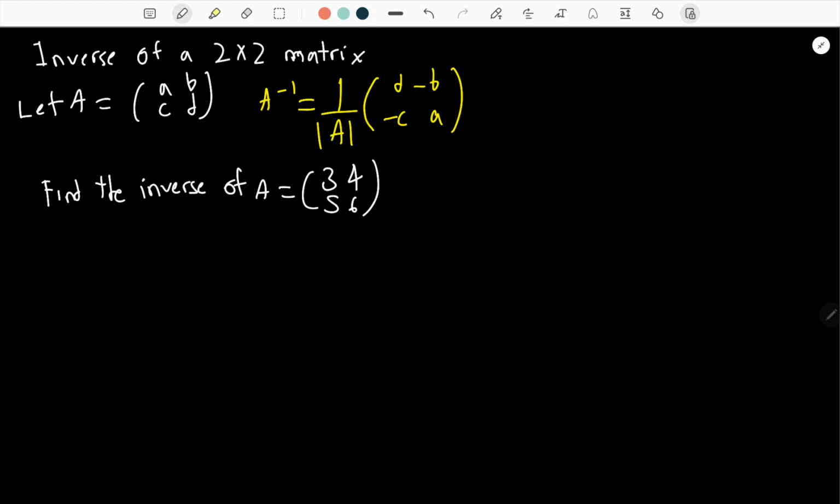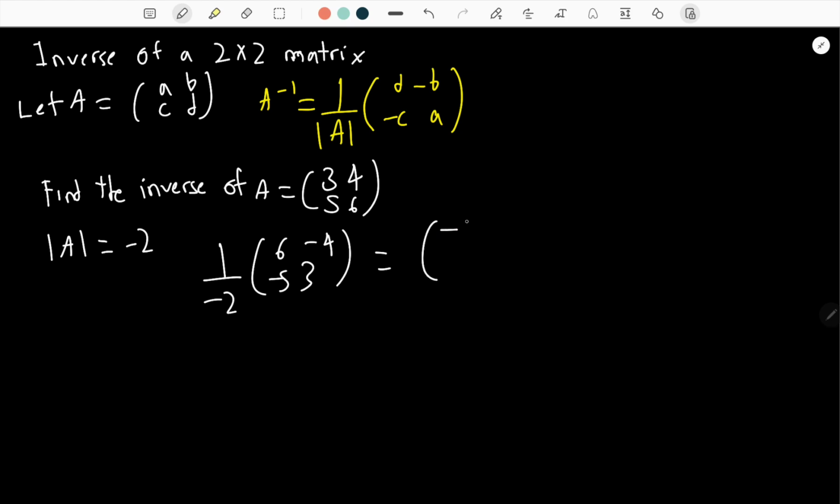We have a matrix A which is equal to 3, 4, 5, 6, and we want to find the inverse of it. The first step would be to find the determinant, which is going to be 3 times 6 minus 20. So the determinant of A is equal to negative 2, and now we use this rule here in the yellow. So 1 over negative 2 times, we flip a and d, so it's going to be 6 and 3, and we put negative signs on 4 and 5. And now we just simplify, so we get negative 3, 2, 2.5 and negative 1.5. Very simple and straightforward.